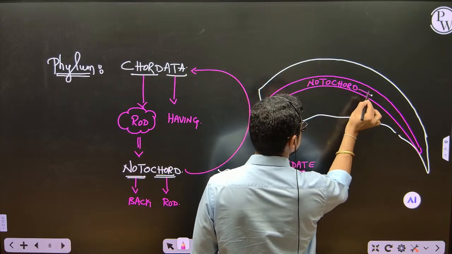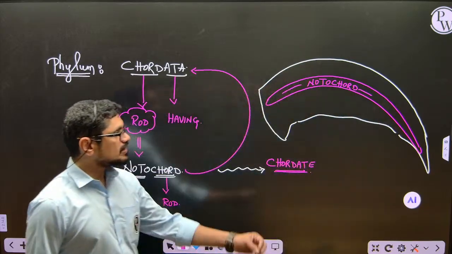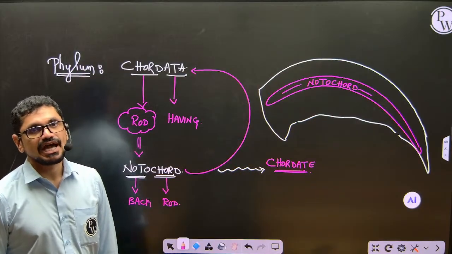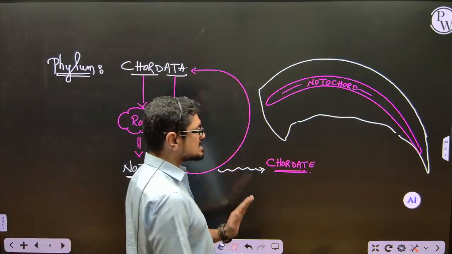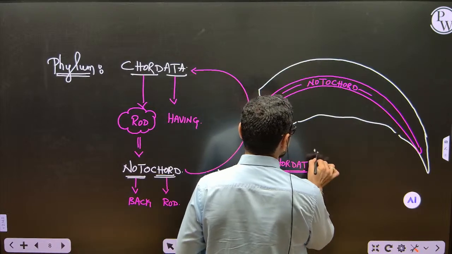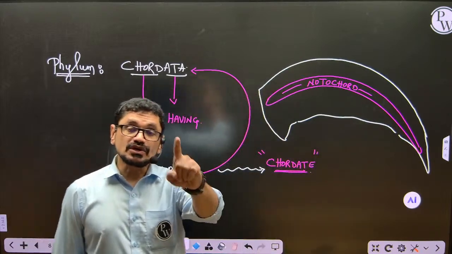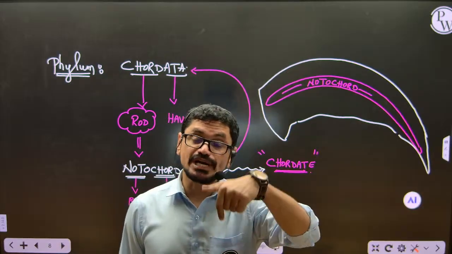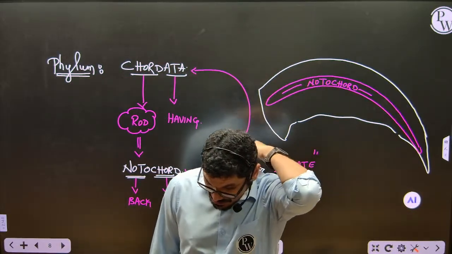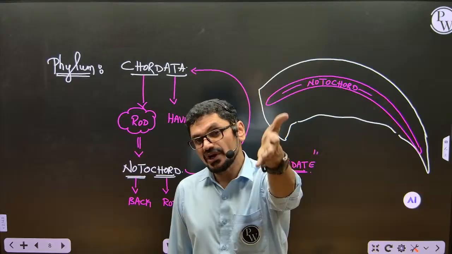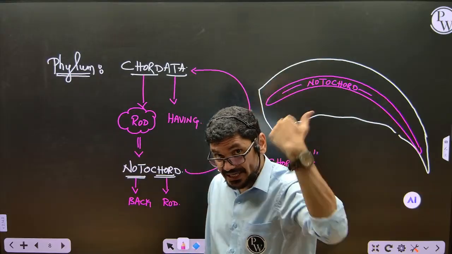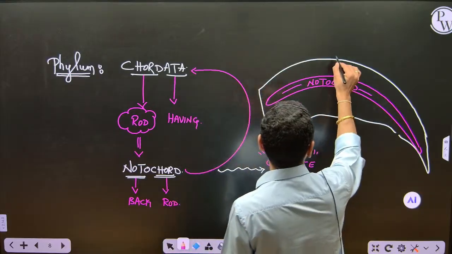N-O-T-O-C-H-O-R-D. Notochord is a rod-like structure present in the animal. If this notochord is present, we have to call that animal a chordate. Notochord is not the vertebral column, my dear friends. The vertebral column is different. The vertebral column is also present over the back. So where is this notochord present? Back. What is this back side? The back side is always called the dorsal side.